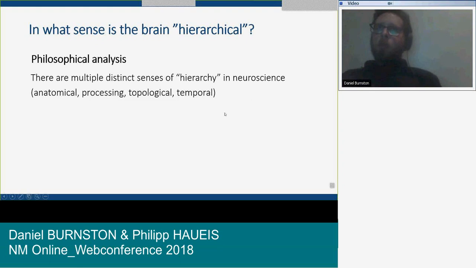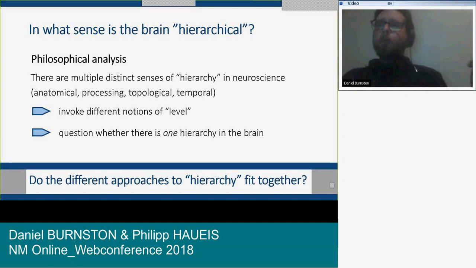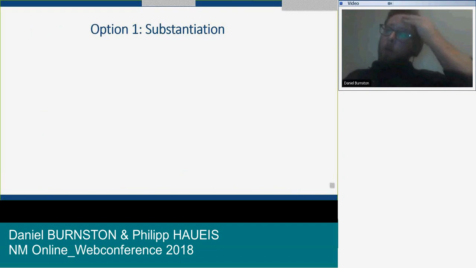So there it goes. So these are multiple distinct senses of hierarchy, all of which invoke different notions of level. And the question is just, how do these different views map together? Now, the most intuitive view for many people is what we'll call the substantiation view. I want to pause for just a moment to really stress this idea of an anatomically underpinned processing hierarchy, especially based on the model of the visual system, is extremely, extremely influential.